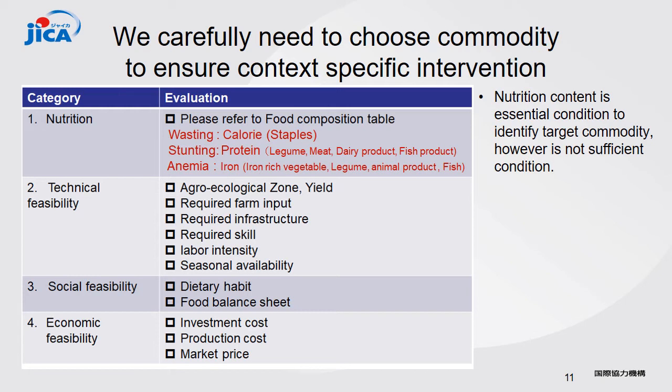Dietary habit is strongly affected by cultural background, history, religion, or gender situation, and other. Economic status also strongly affects crop production and crop consumption. So all those aspects need to be considered when we select appropriate commodity.